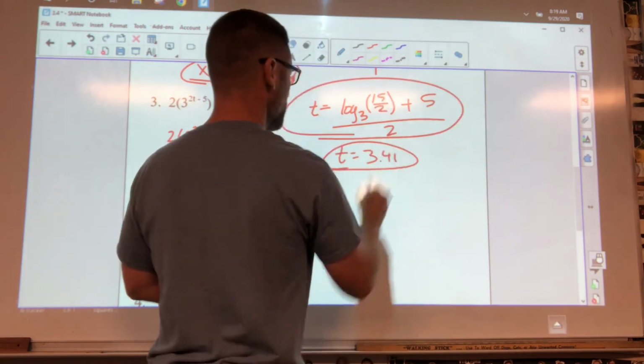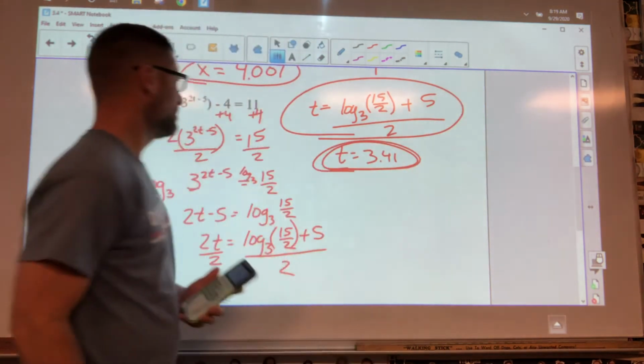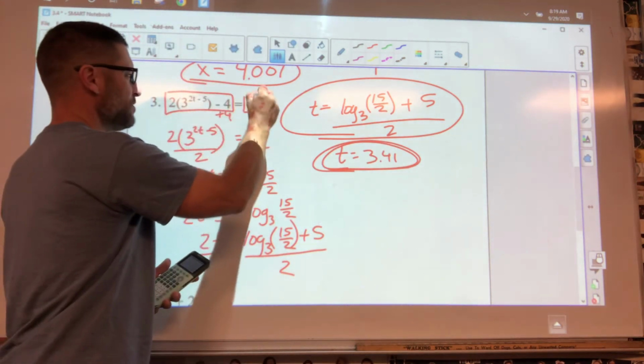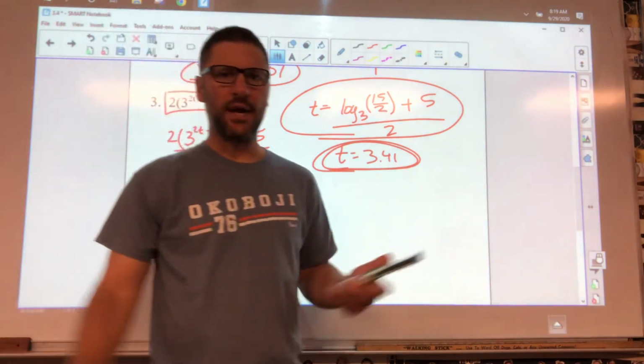ACT version, decimalized version, plug this into Y1, plug this into Y2, see if we're right. You do that right now.